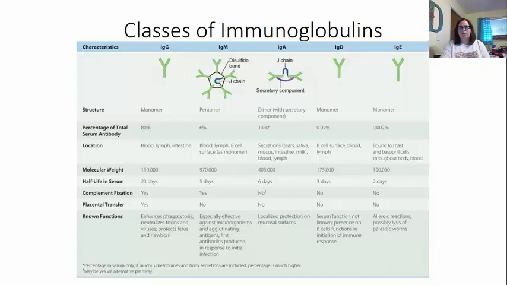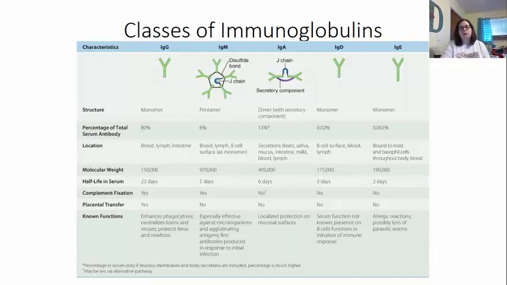IgDs are a monomer. This is a very small percentage. It's 0.02%. They survive for about 3 days, and they have a serum function that's not known. We don't really know what they do yet, and these were actually discovered in the 1960s, and we still are not exactly sure what they do because their percentages are so low. It's hard to know exactly what they do. However, the presence on their B cells functions in initiating the immune response. So we do know that they help with the B cells in some way, but in the serum or blood, we're not sure exactly what they do.